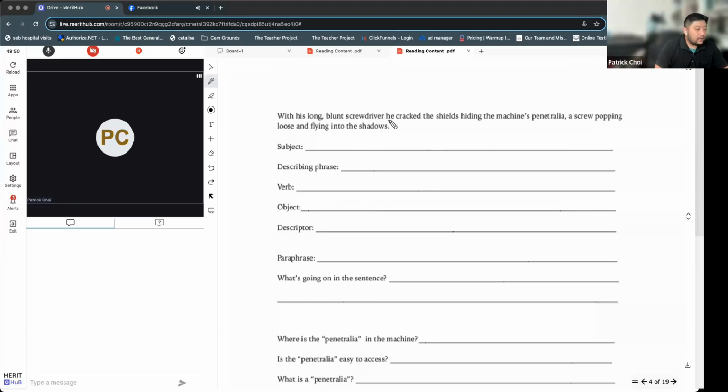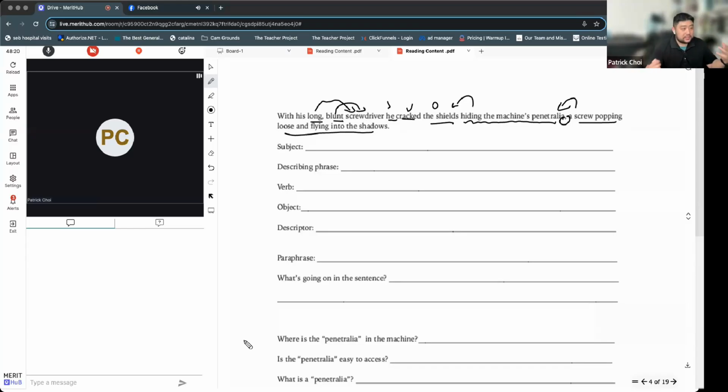So the sentence here is actually: he is the subject, the verb is cracked. And what did he crack? The shield, right? That's the object. And this part tells me more about the shield, right? What is the shield doing? And then this comma is telling me that this is a describing phrase of what happens after the ventrilia comes out, with the screw popping out loose and flying into the shadows. And his long, blunt screwdriver, right? These two words are just describing the word screwdriver, and what he did with that. So these are all just describing phrases. But at the end of the day, it's: he cracked the shield, hiding the machine's ventrilia.